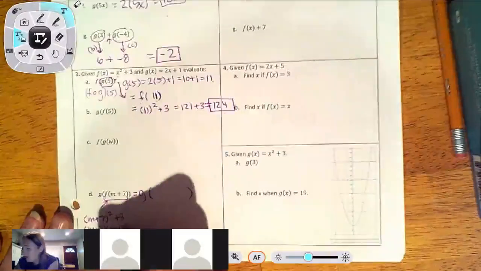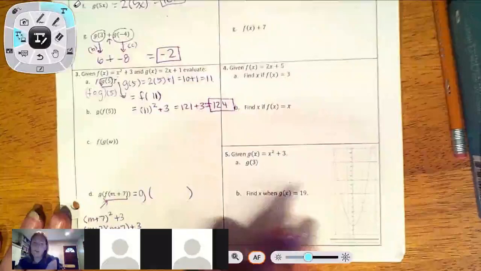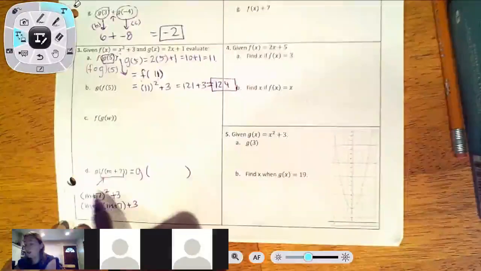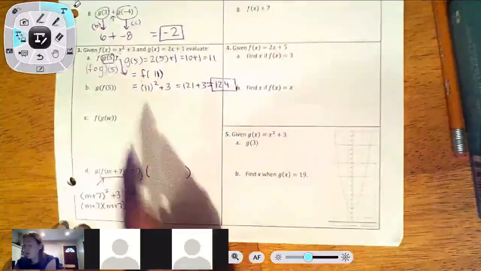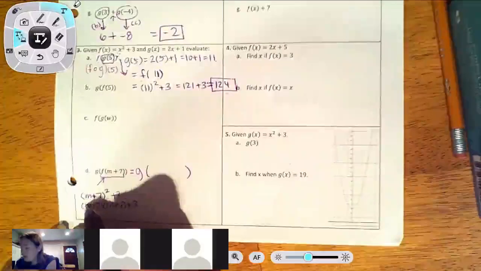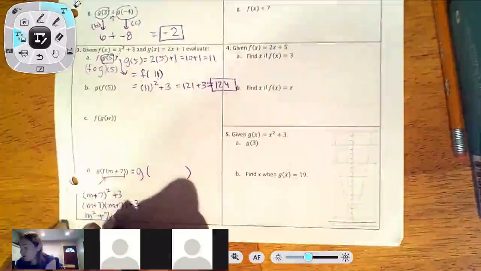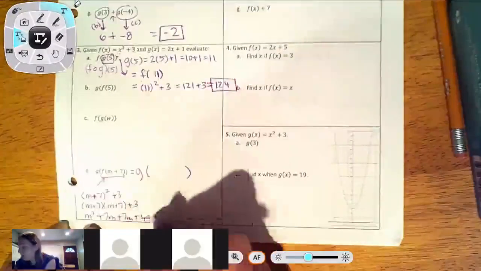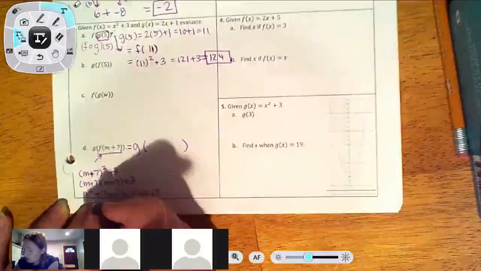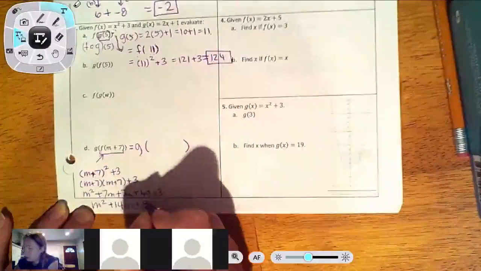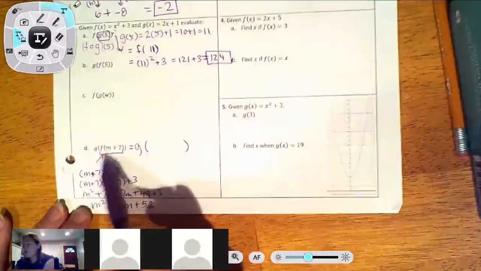So when you're squaring, that means you're multiplying it by itself. Make sure that you don't just distribute a 2 because you cannot do that over addition. Exponents only work if it's a product, if they were multiplied together. So we'll FOIL m times m, then m times 7, then 7 times m, and then 7 times 7. And then we'll add the 3. And so that's the inner part. That's the f of m plus 7.